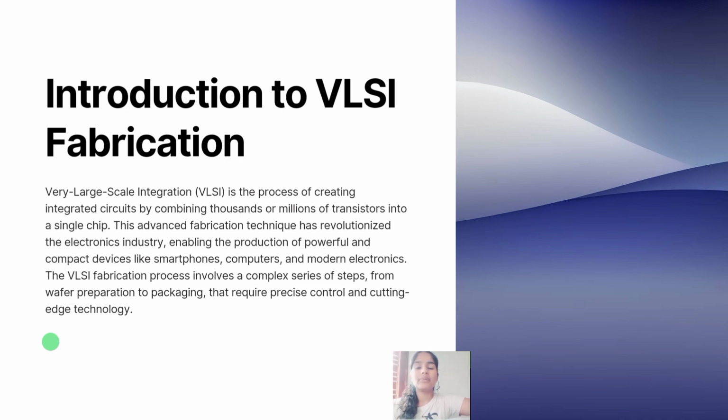This advanced fabrication technique has revolutionized the electronic industry, enabling the production of powerful and compact devices like smartphones, computers, and modern electronics. The VLSI fabrication process involves a complex series of steps from wafer preparation to packaging. They require precise control and cutting edge technologies.